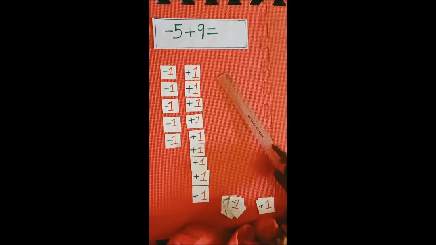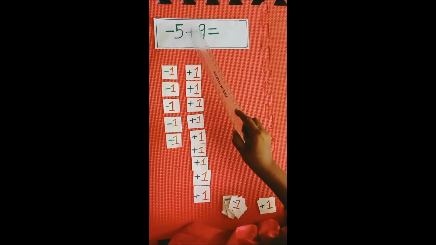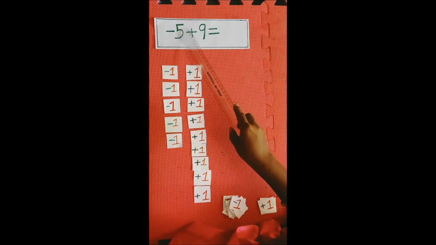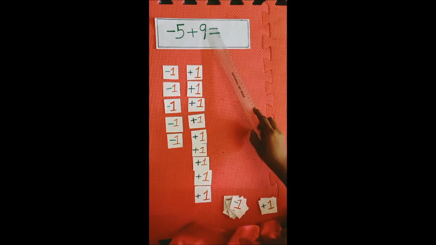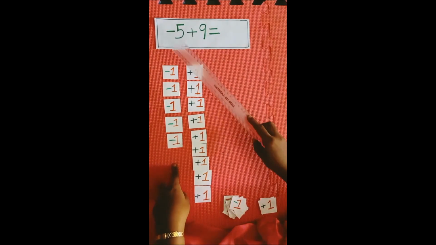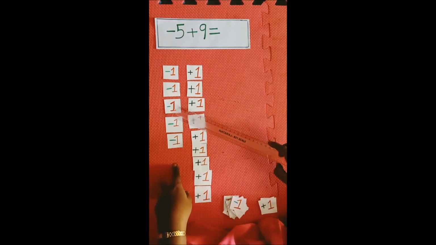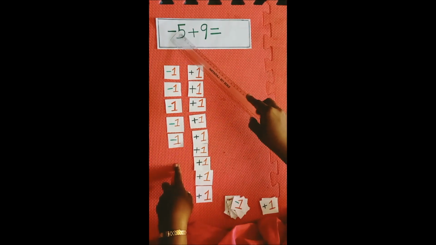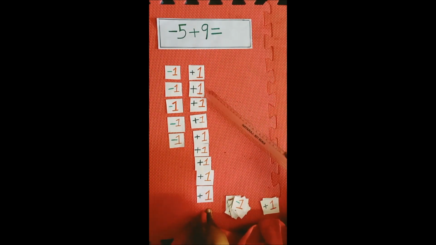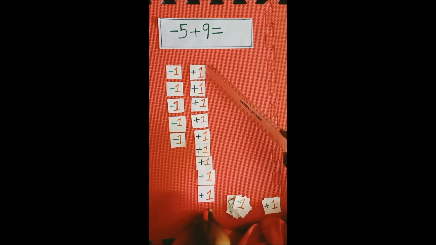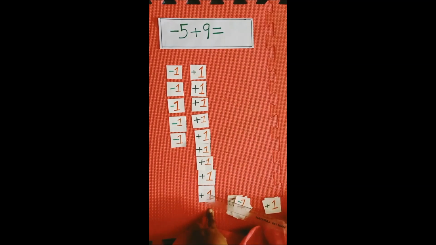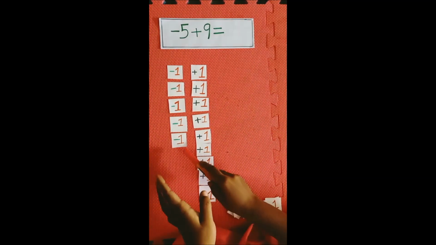Let us see the first sum. See here, minus 5 plus 9. We have to evaluate these two integers. One is a negative integer and the other is a positive integer. For minus 5, we are taking five minus 1s. See here, 1, 2, 3, 4, 5. If you add these five minus 1s, you get minus 5. And for plus 9, we are taking nine plus 1s. See here, 1, 2, 3, 4, 5, 6, 7, 8, 9. Thus we have arranged the negative ones and the positive ones.